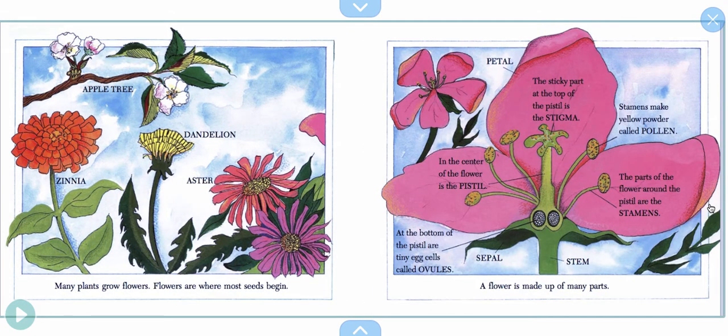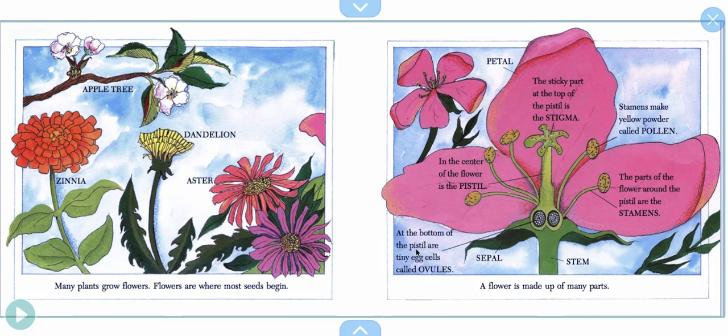Many plants grow flowers. Flowers are where most seeds begin. So here's an example of a zinnia, an apple tree, a dandelion, an aster. A flower is made up of many parts.